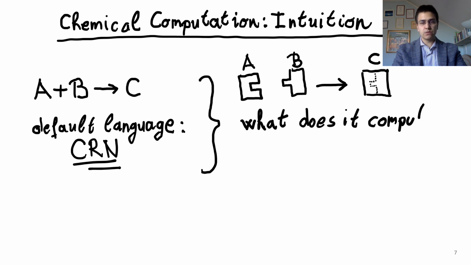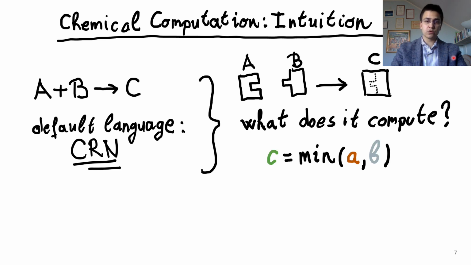You might wonder, what does this CRN compute? Well, the reaction can happen as long as both A and B are present, and when one that was initially present in lower quantities runs out, then production of C stops. So thus, amount of C, molecules of C produced, will be equal to the minimum of A and B initially present.